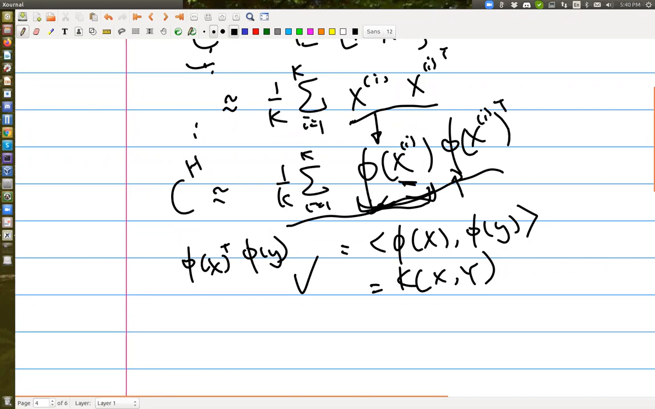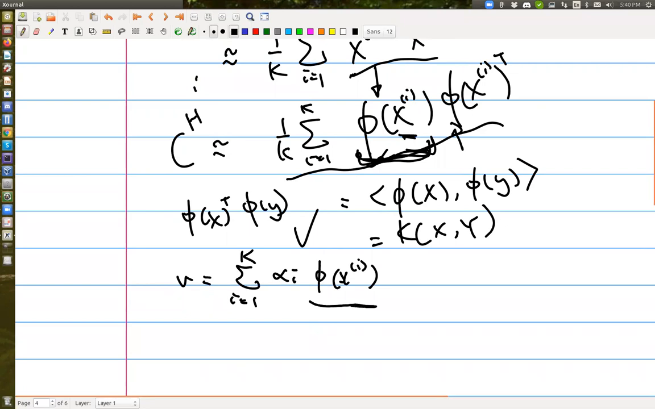Let's say I have the eigenvectors, which can be decomposed by this phi here. So I assume that my eigenvector V can be written as the sum from 1 to k of alpha i phi xi. So basically, in the high dimensional space, this phi xi is the data vector, and I am trying to find the eigenvector that is a linear combination of them.